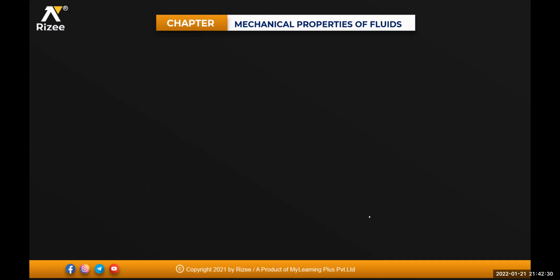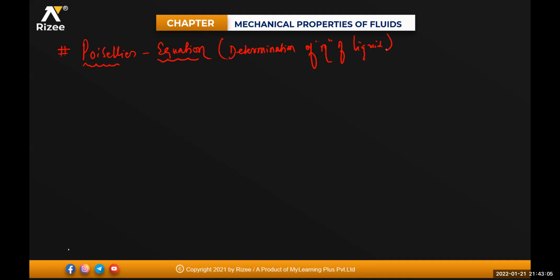Clear? Sure. The next thing you should remember in the viscosity chapter is Poiseuille's equation. It is used for determination of viscosity of liquid. Proof is not required for NEET. For JEE Mains and Advanced, we do this one in detail, but for NEET it is not required. Directly you can remember the relation, that's more than enough.